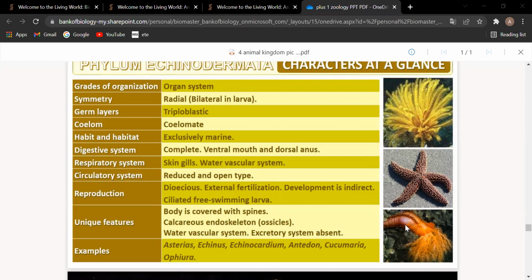Unique features: body is covered with spines, calcareous endoskeleton, which is going to have ossicles. Water vascular system is present and excretory system is absent. Examples: Asterias, Echinus, Echinocardium, Antedon, Cucumaria, and Ophiura. This is about the Echinodermata. Any difficulty in understanding this?